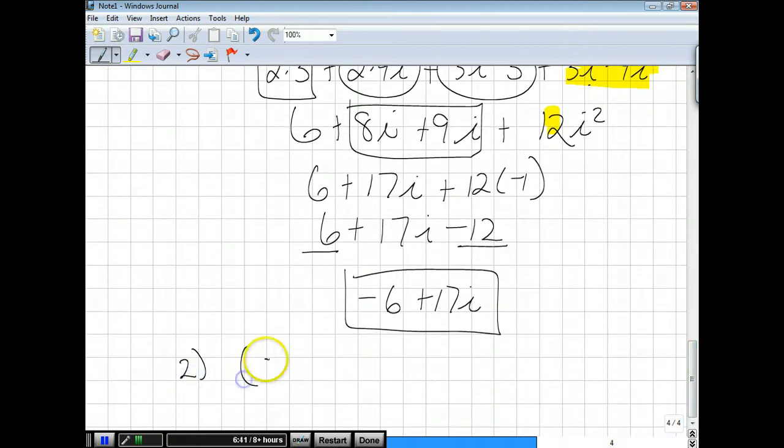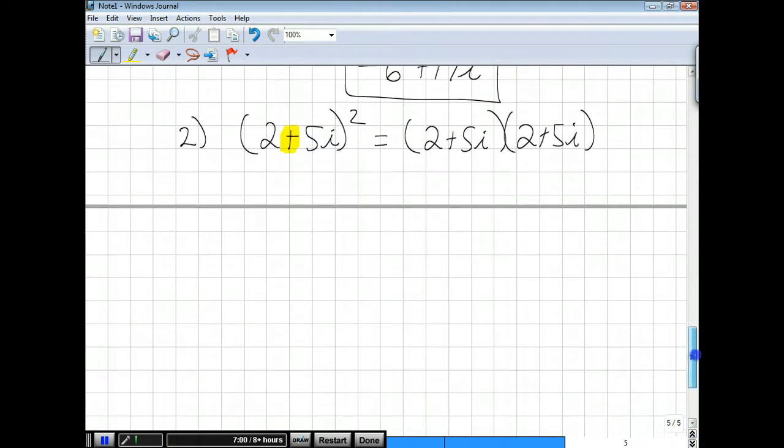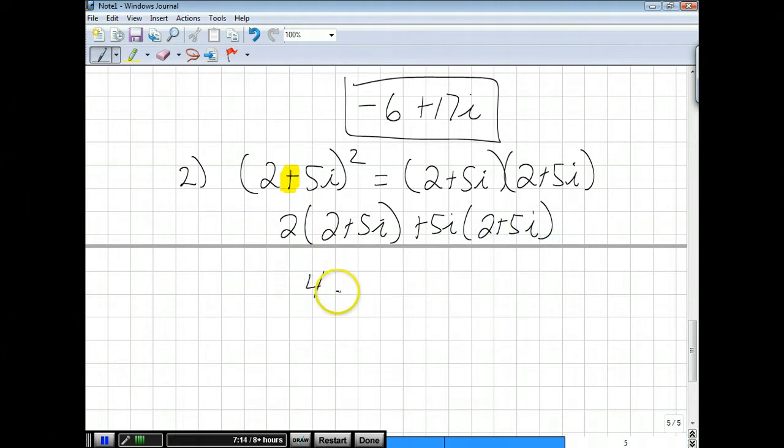Example 2. If I have 2 plus 5i, quantity squared. Well, remember, because of this plus inside, I cannot distribute the power, so I have to write it out twice. Then I just FOIL. So it's going to be 2 times 2 plus 5i plus 5i times 2 plus 5i. Distribute. 2 times 2 is 4. 2 times 5i is 10i. 5i times 2 is 10i.